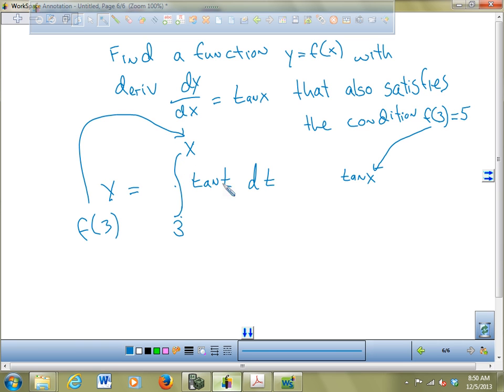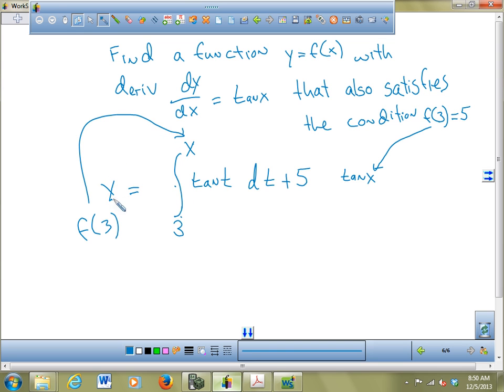So what do I have to do to this function to make it such that f of 3 is equal to 5? I just add 5 to the end, you see? Not inside the integrand, but after I take the integral, if I just add 5 to it, I will get a function such that f of 3 is equal to 5. Is its derivative still tangent of x? Yes, okay? So that's one way to remedy that. Why would you ever want to use that? If you don't have an algebraic technique for finding the antiderivative, then you would have to do something.